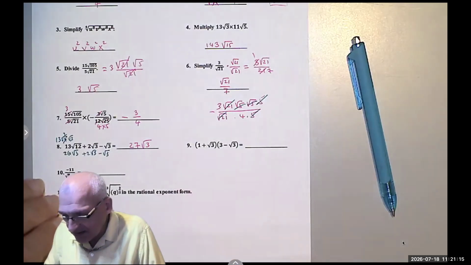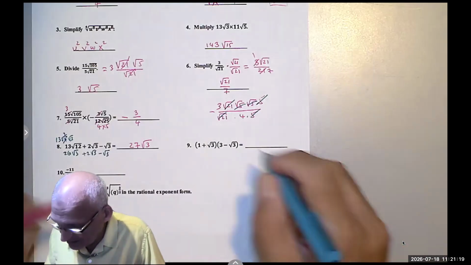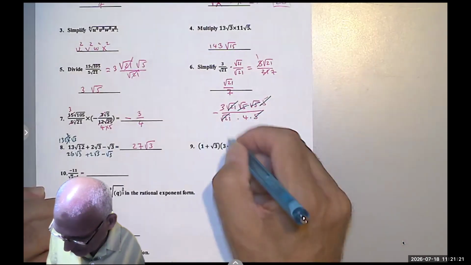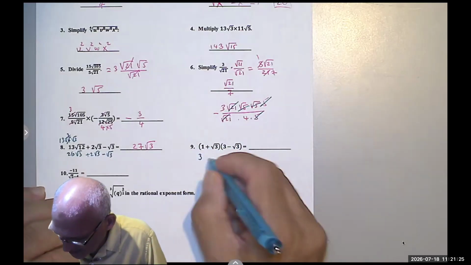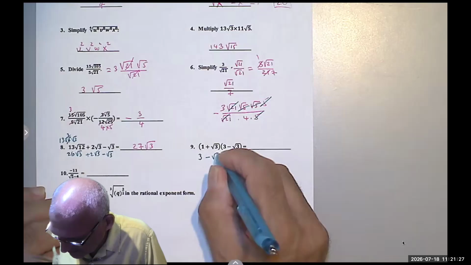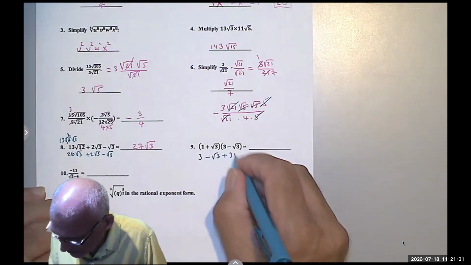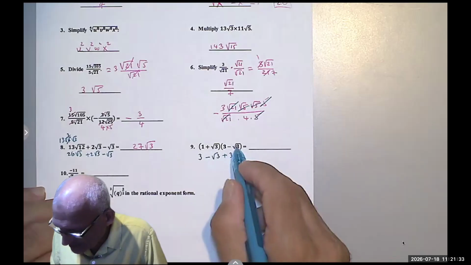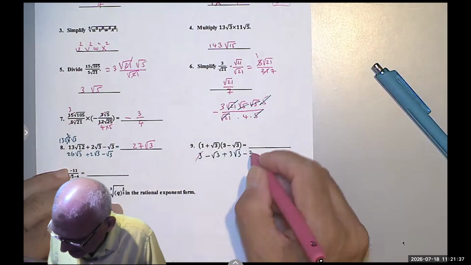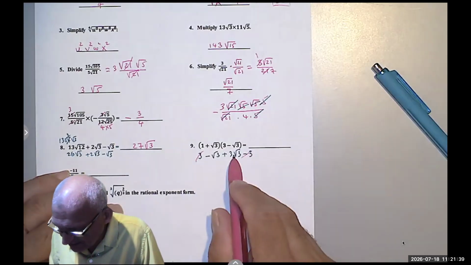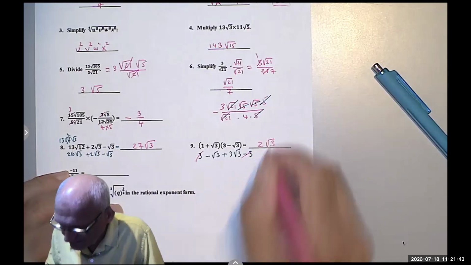Here, I have to use FOIL, right? So I multiply 1 by 3, I get 3. 1 by negative root 3 is negative root 3. Root 3 times positive 3 is 3 root 3. And root 3 times negative root 3 is negative 3. So the 3 and the negative 3 cancel, and you get 3 root 3 minus root 3, which is 2 root 3.